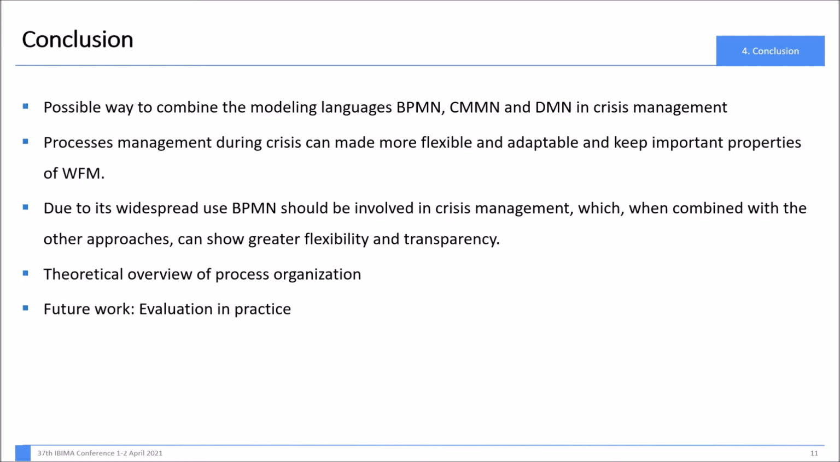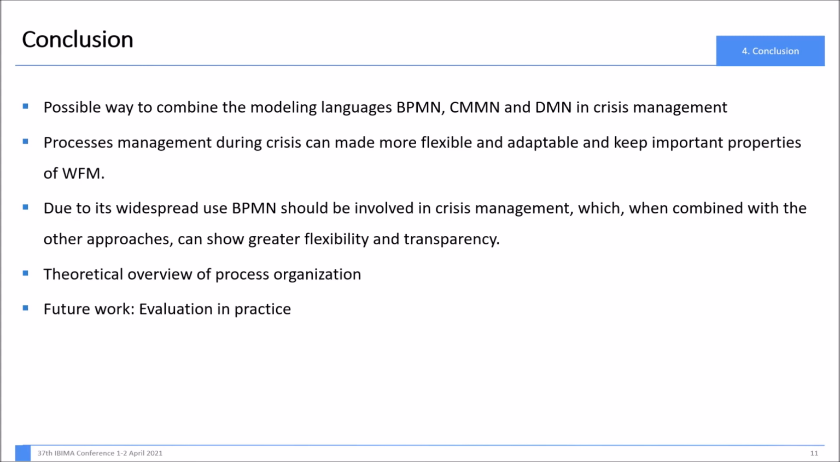In combination of all three approaches, process management during crisis can be made more flexible and adaptable and keep important properties of workflow management. Even if the Object Management Group and others have already started to combine the three languages, BPMN, CMMN, and DMN have not yet been combined in a structured context of crisis management. As can be seen from the previous table, the languages are able to support the different requirements of workflow management in crisis and can also be used differently depending on the type of process and phase of crisis.